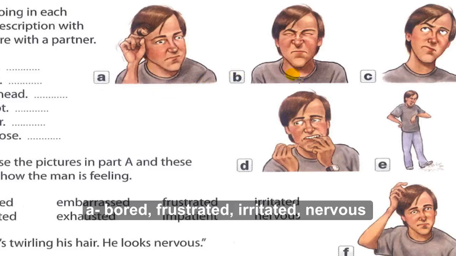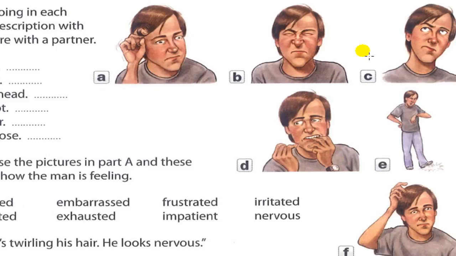Again, the answers: A, he looks bored, frustrated, irritated, nervous. B, he looks disgusted. C, he looks annoyed, frustrated, irritated. D, he looks impatient, nervous. E, he looks impatient, nervous. F, he looks bored, confused.